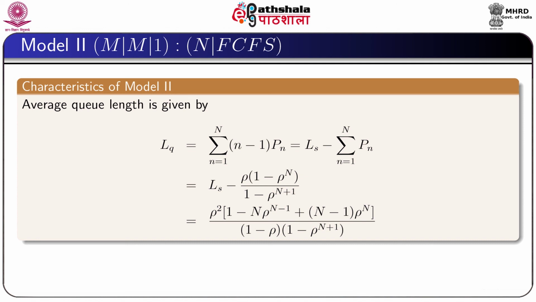The average queue length is given by L q, which is equal to summation n equal to 1 to N minus 1 into P n, and which can again be written as L s minus summation n equal to 1 to capital N P n, and using the value of P n, the average queue length can be obtained as shown in the slide.